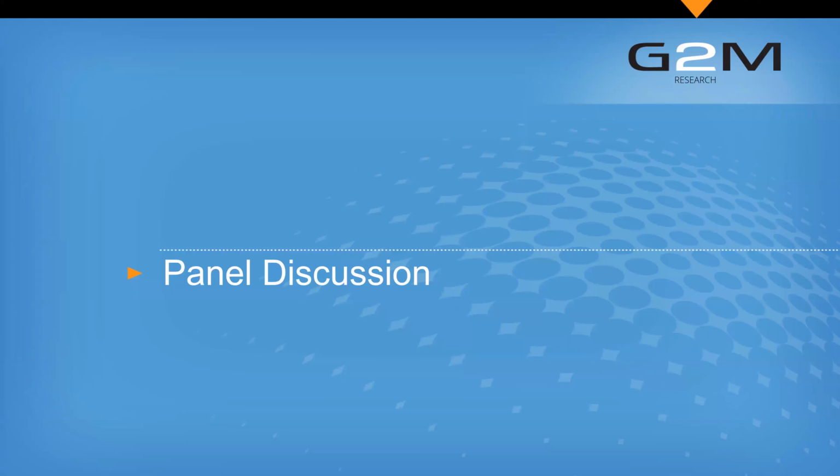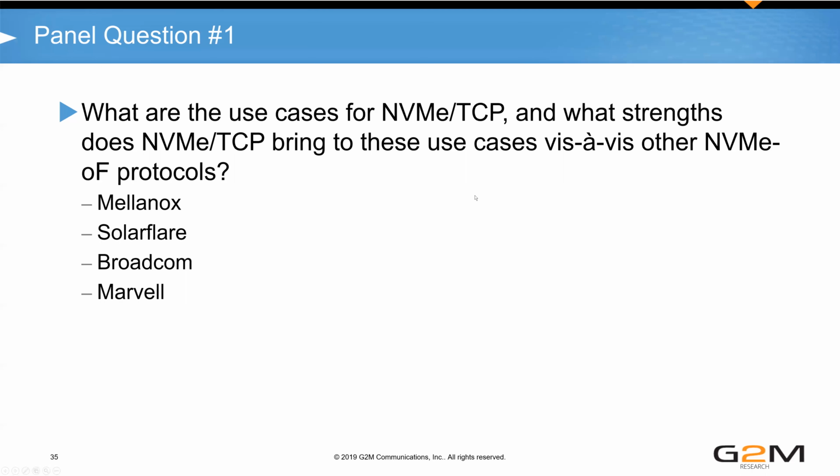Okay, with that, it is back to you, Mike, passing control. Perfect. Thanks, guys. Great discussion. I think we probably knocked off some of the use cases here, but we'll jump into it, since we're running a little behind. If you want to add to anything that was discussed in your 2 minutes of answering the question, that'd be great. So the first question is, what are the use cases for NVMe over TCP, and what strengths does NVMe over TCP bring to these use cases vis-a-vis other NVMe over Fabrics protocols? We'll start with you, Rob.